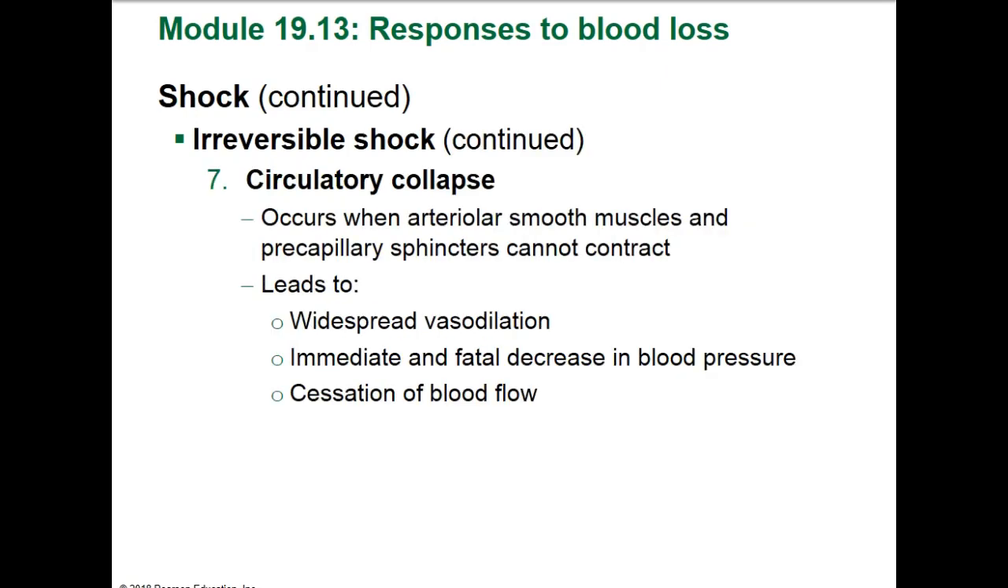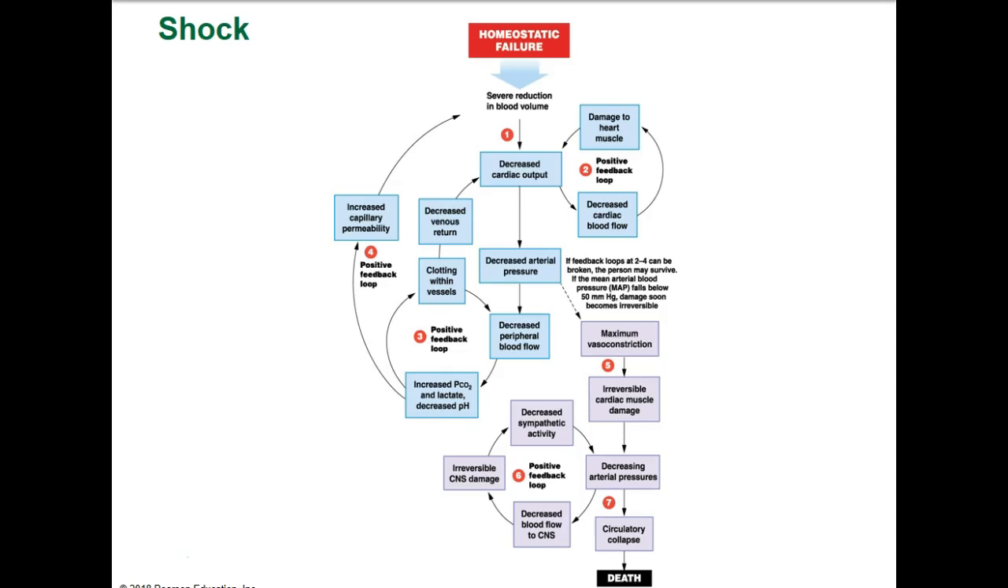We go into circulatory collapse. This happens when the arteriolar smooth muscles and the precapillary sphincters can't contract, and it leads to widespread vasodilation, an immediate and fatal decrease in blood pressure, and your blood flow ceases, stops. So this is a good graphic to remember.